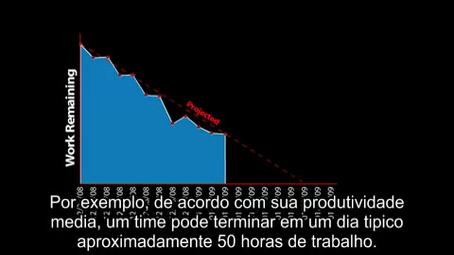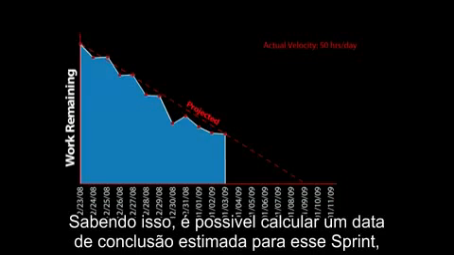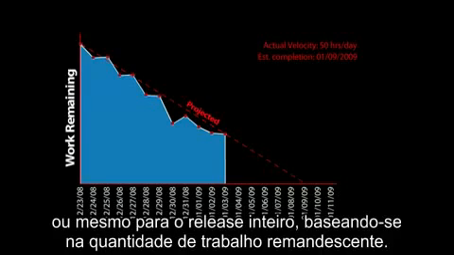This is the average rate of productivity for each day. For example, a team's rate of productivity might be that on a typical day they finish approximately 50 hours of work. Knowing that, it's possible to calculate an estimated completion date for the sprint, or even for the entire release based on the amount of work remaining.